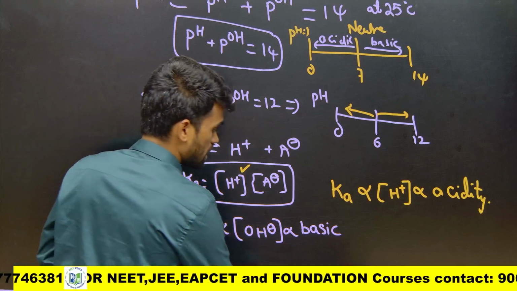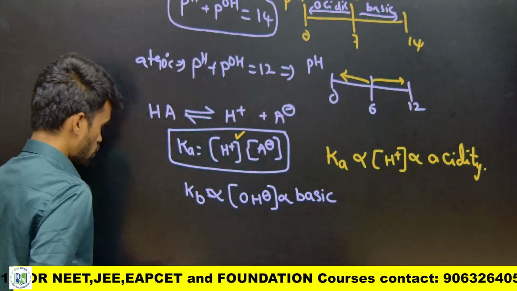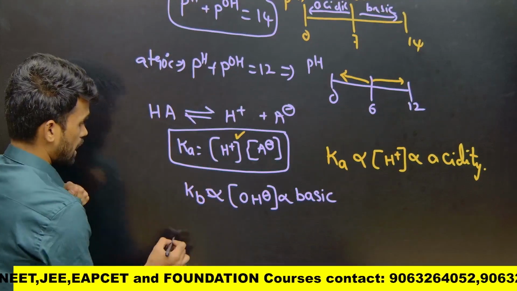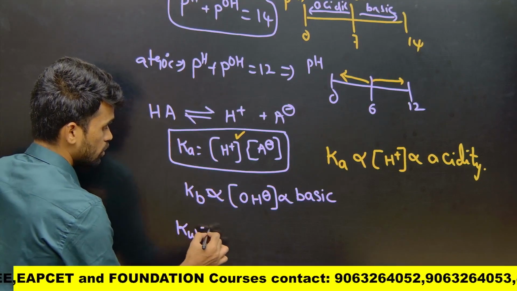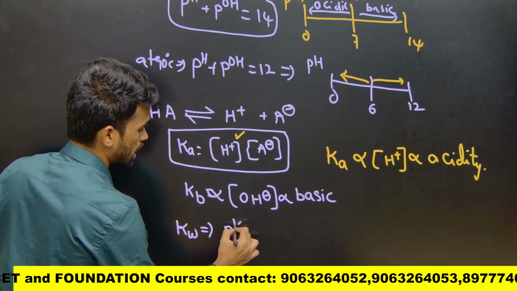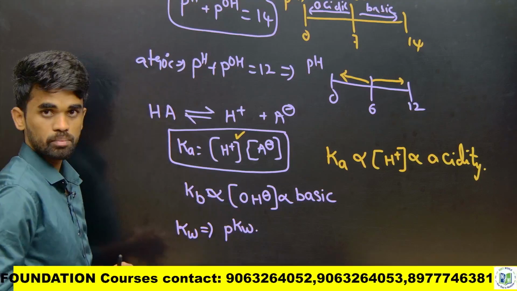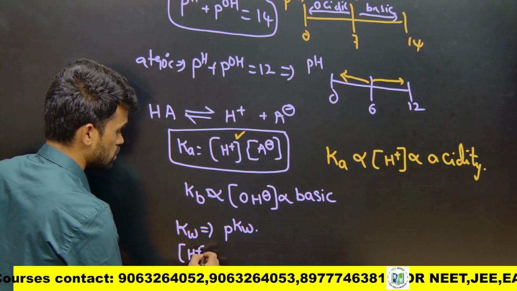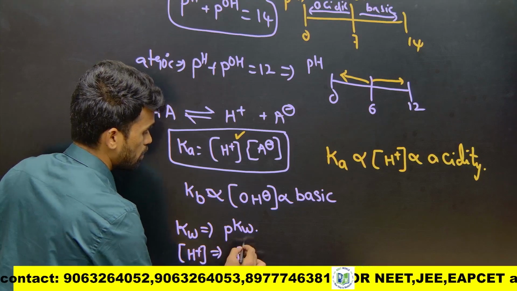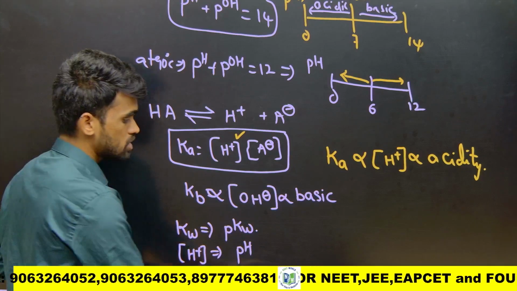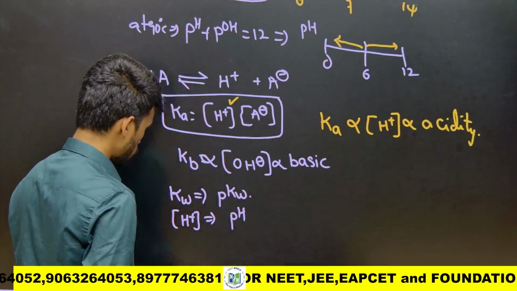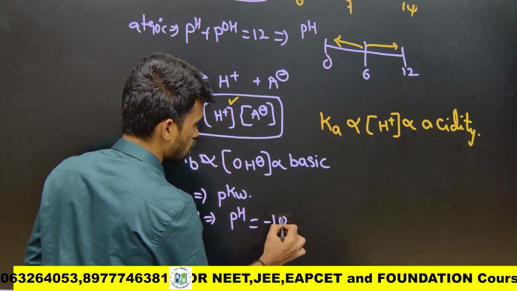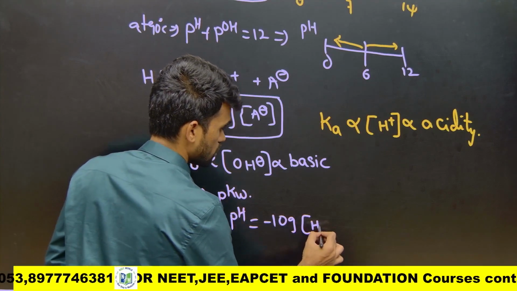Now I will give you one more thing. Kw, when we have written, you have told it as pKw by applying minus log on both sides. Whenever we have H plus ion concentration, we have written pH. So while writing pH, what have you made it? You have made it as minus log of the concentration of H plus, right?